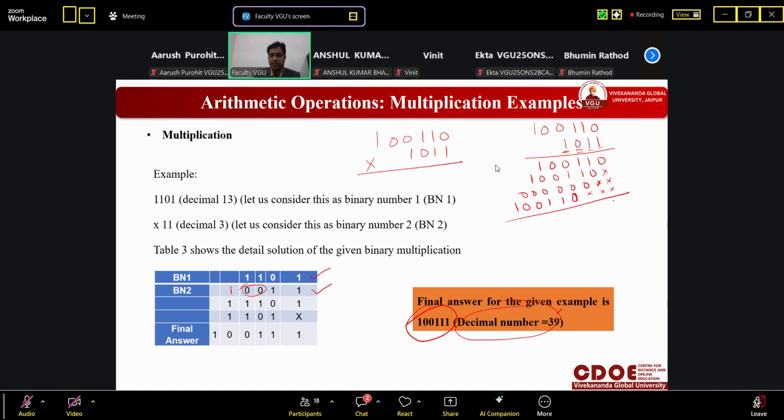Add these numbers. 0, 1 0 is 1, 1 1 is 0, 1 carry, 1101 carry. 3 ones is 11, so this one will be written here and this one will be carried. 1 1 is 0, 1 carry. This will be 1 and this will be 11010010. Correct.